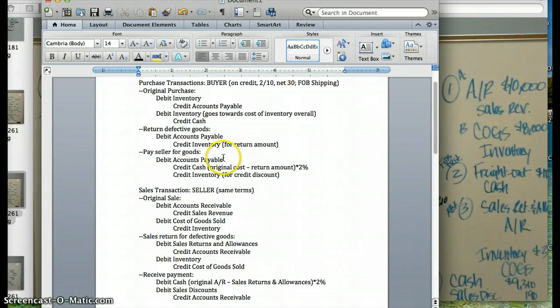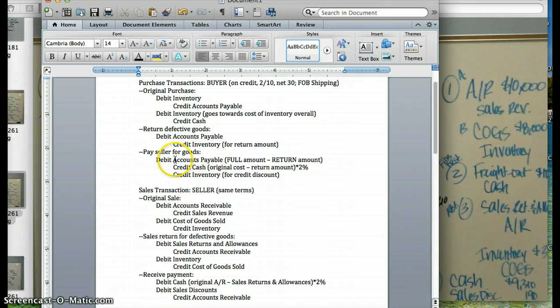To pay your seller for the goods, you debit the accounts payable, and I forgot to write here, for the full amount, or let me back that up. The original full amount, subtract the return amount, because you have already been credited that by the seller, therefore your accounts payable has been lowered.